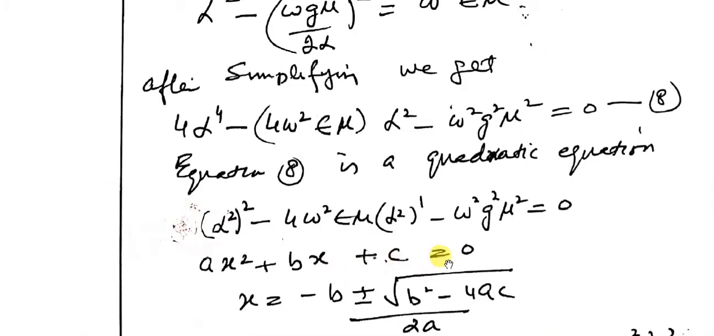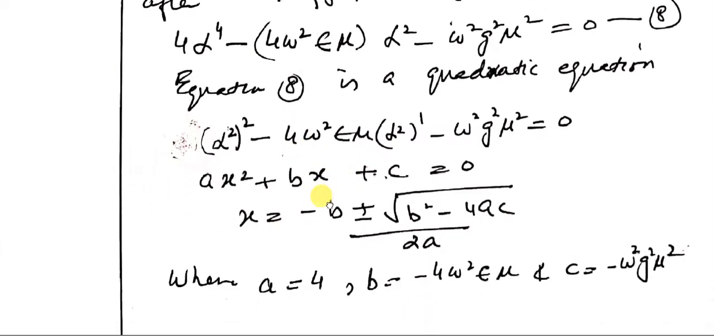We can take a as 4, and x square is alpha square. Similarly, for b, you can see all the relevant terms, we can find a is equal to 4, b is equal to minus 4 omega square epsilon mu, and the c term is minus omega square g square mu square. So putting these respective values of a, b and c in this, we can get the value of x. So it's a quadratic equation we are looking for.